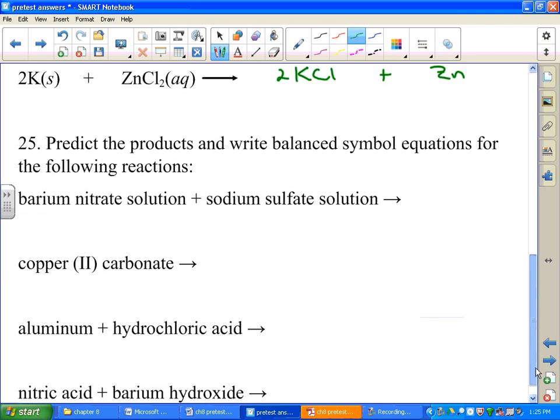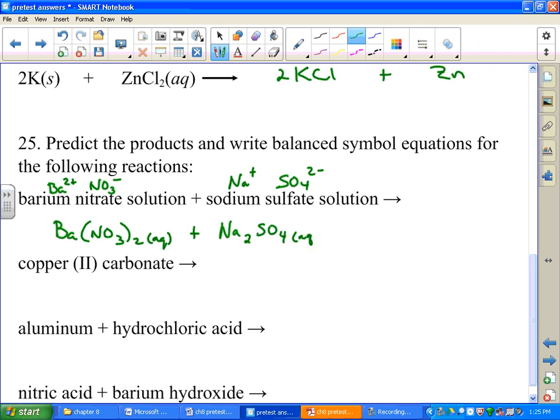Predict the products and write balanced symbol equations for the following reactions. Barium nitrate solution. Barium is a 2+ ion. Nitrate is NO3-. So the formula is Ba(NO3)2, and it's in solution, so I'm going to write aqueous, plus sodium sulfate solution. Sodium's +1. Sulfate is SO4 2-. So that means it's Na2SO4.